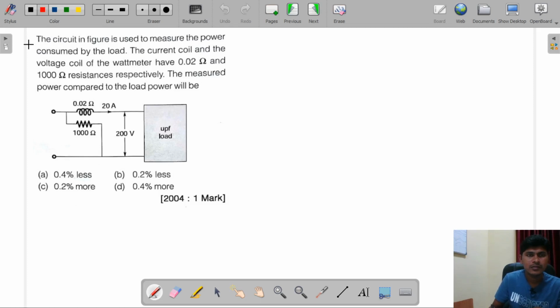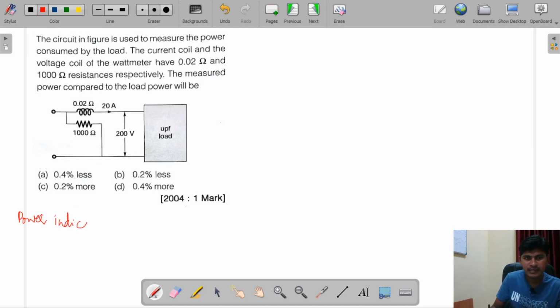Okay, coming to this question, the circuit in figure is used to measure the power consumed by the load. The current coil and the voltage coil of the wattmeter have 0.02 ohms and 1000 ohms resistances respectively. The measured power compared to the load power will be. Okay, here see, this is MC connection.